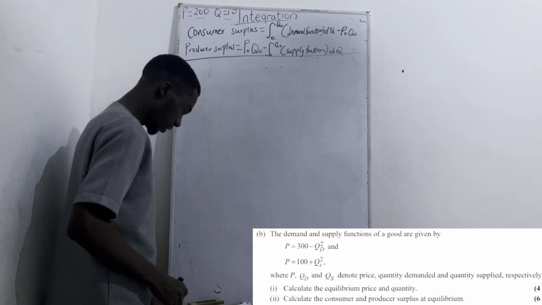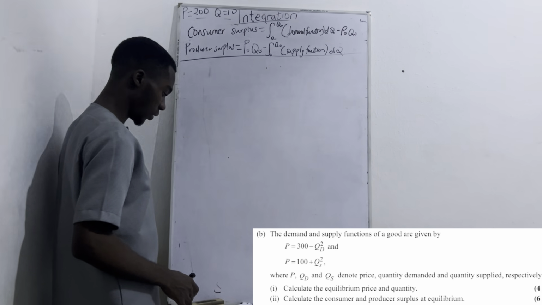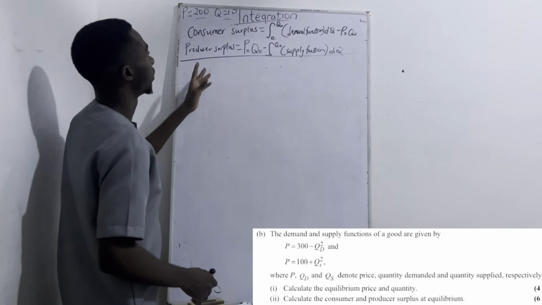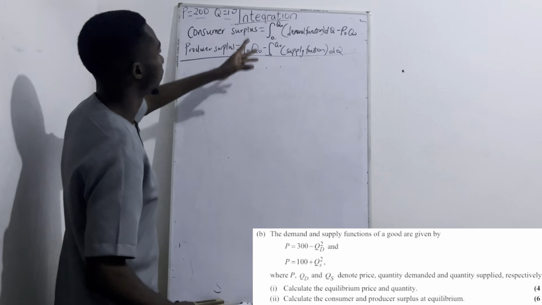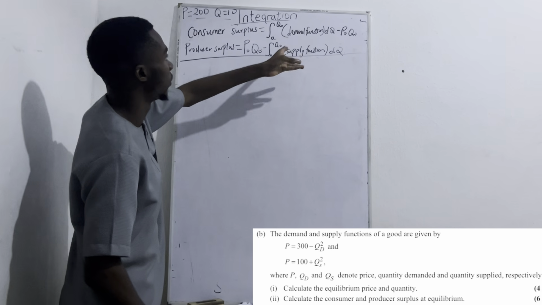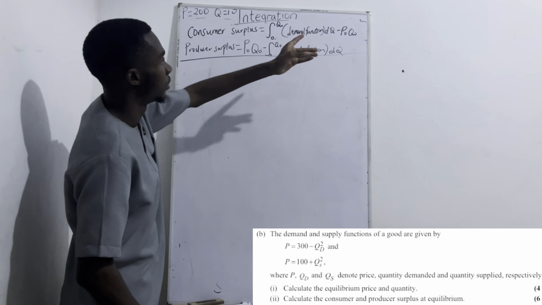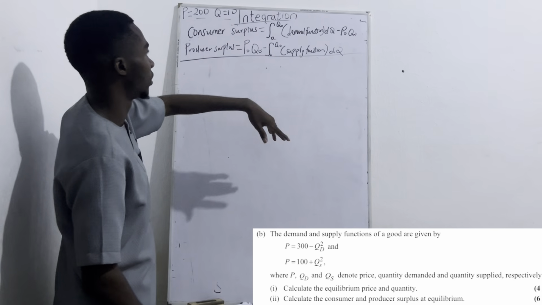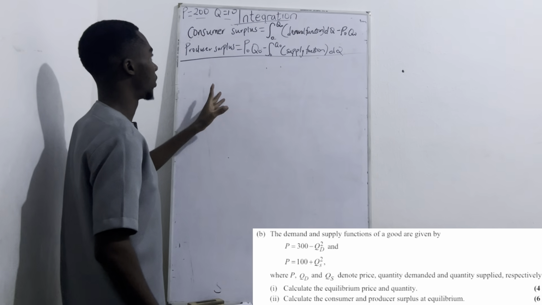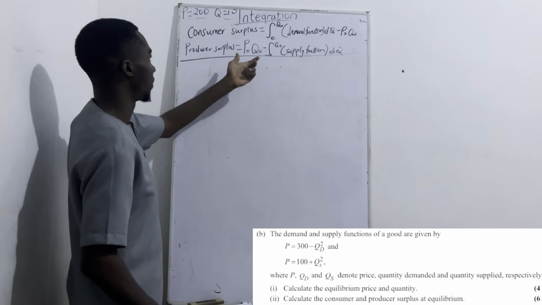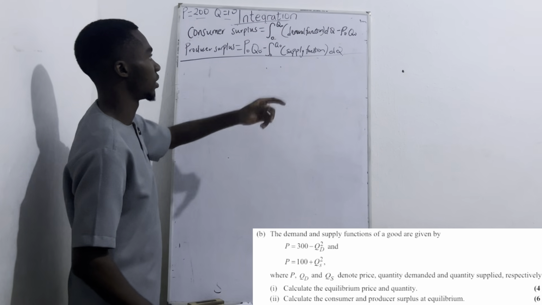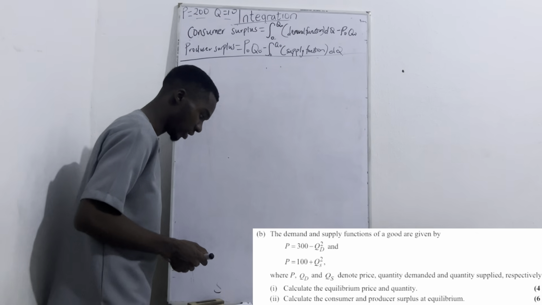Alright, so the question says you should calculate the consumer and producer surplus at equilibrium. So this is the formula we're going to use. The formula is the integral of the demand function, dq, minus P naught Q naught, which is the price times the quantity. So we first have to write the demand function and the supply function, because the producer surplus is the price times quantity minus the integral of the supply function.